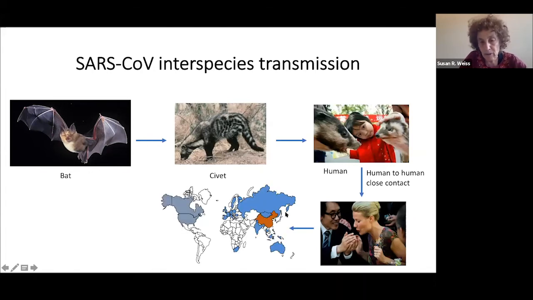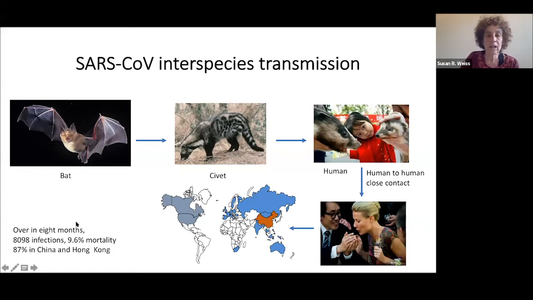And this is a map of where SARS infections occurred. The vast majority were in China and Hong Kong, and they did spread somewhat, but I don't think there were any deaths from SARS in the US. There was a kind of epicenter of SARS in Toronto, as well as in Asia. And this whole epidemic was over in 8 months. There were a little over 8,000 infections with close to 10% mortality. And as I said, about 87% was in China and Hong Kong. So this was a really very severe disease with higher mortality than SARS-CoV-2, but it was really restricted and ended really quite quickly, only maybe about 8 months.